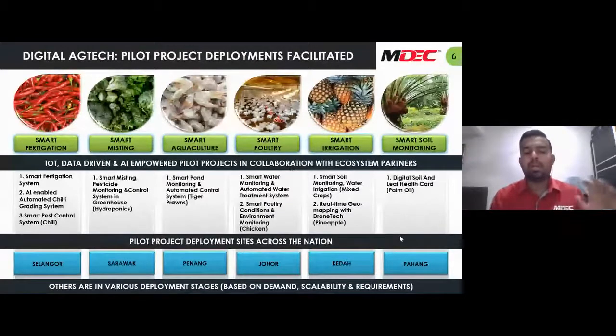The list of the boxes in blue, these are locations in Malaysia where these projects were deployed. As we speak right now, we have an additional 10 drone tech projects happening. We have an additional 5 agriculture projects happening. And it's also an honor again to share that agriculture is one of the focus verticals in MDEC. But besides agriculture, we are also expanding now to healthcare, retail, transportation, tourism, education, so on and so forth.